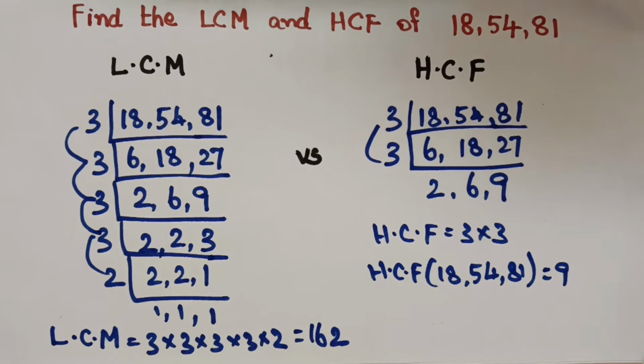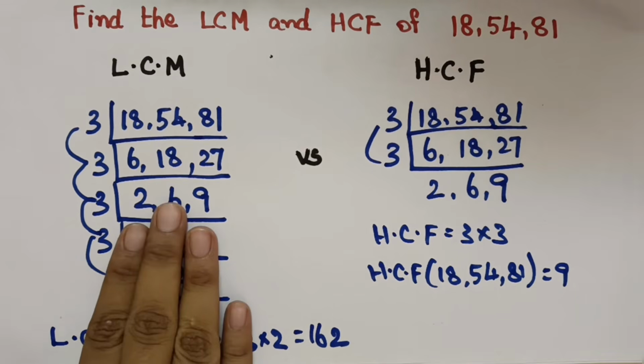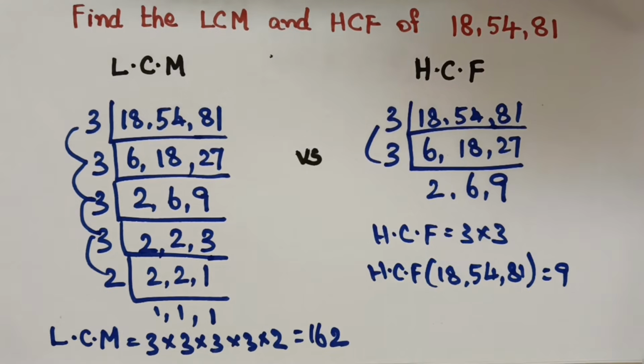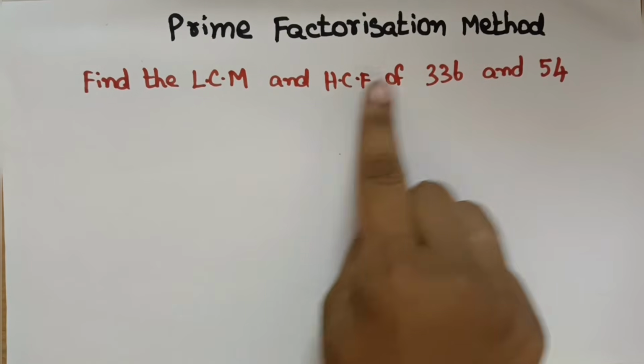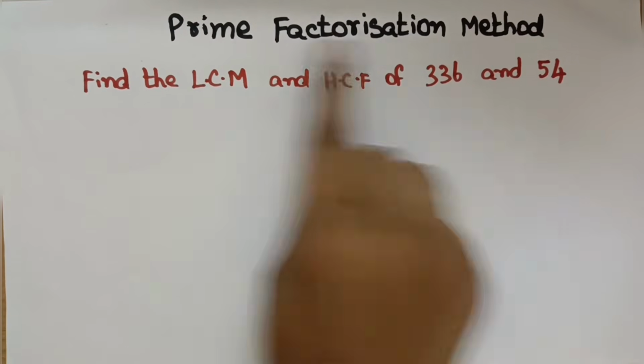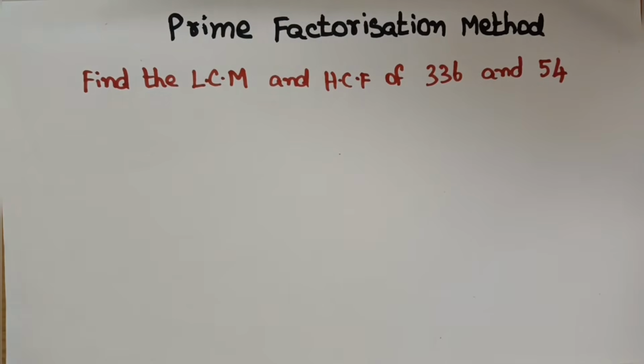In our channel, I already explained the concept of LCM and HCF as a separate video. Go and refer to it. This is the prime factorization method. Find the LCM and HCF of 336 and 54 by using the prime factorization method.